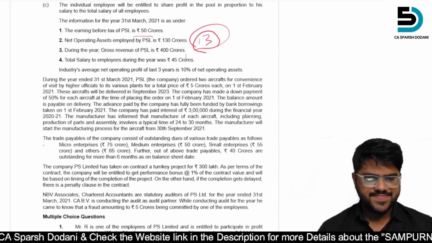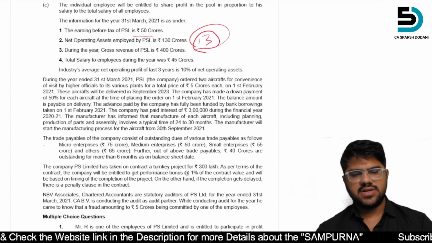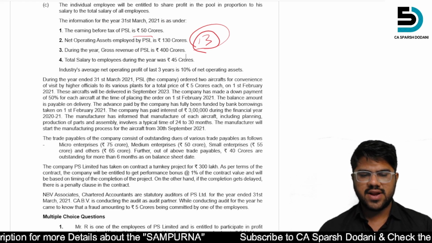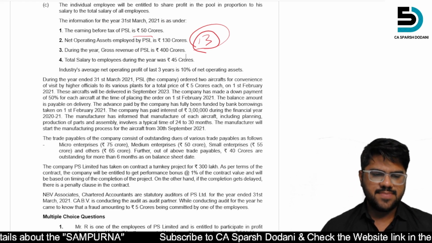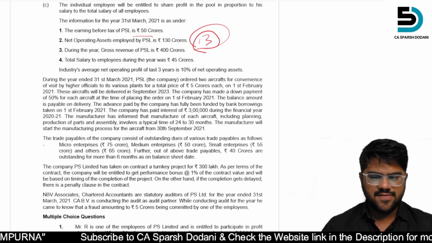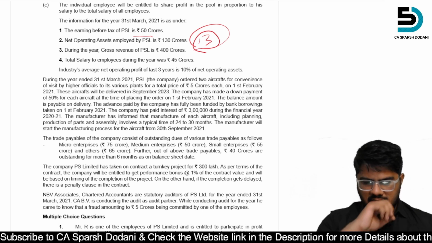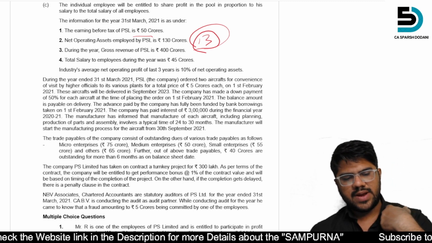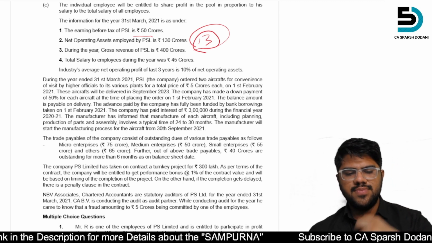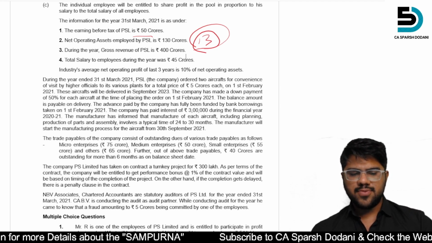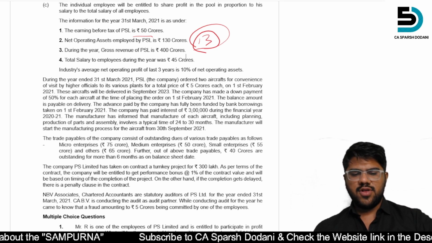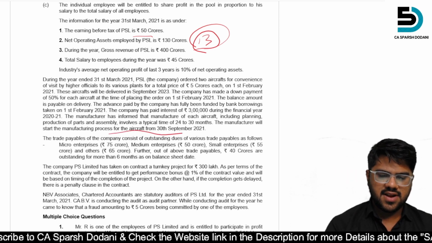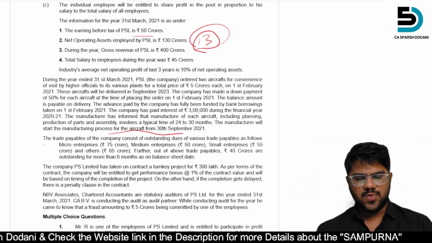Now, next. During the year ended 31st March 2021, PSL the company ordered 2 aircraft for convenience to visit by higher officials to various places. The company has paid interest of rupees 3 lakh during the financial year 2021. The manufacturer has informed that manufacture of each aircraft, including planning, production of the part, assembly, involves a typical time of 24 to 30 months. The manufacturer will start manufacturing process for the aircraft from 30th September 2021.